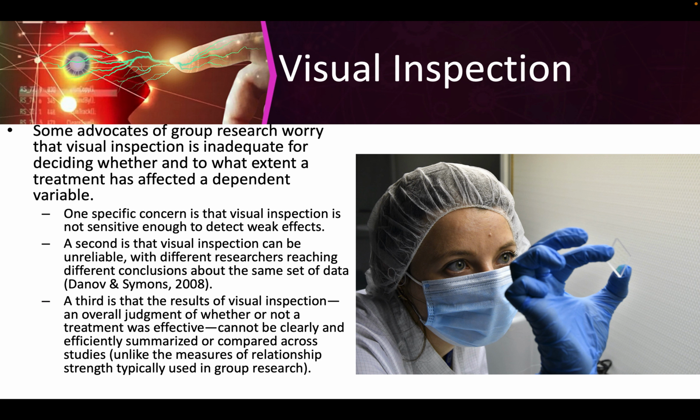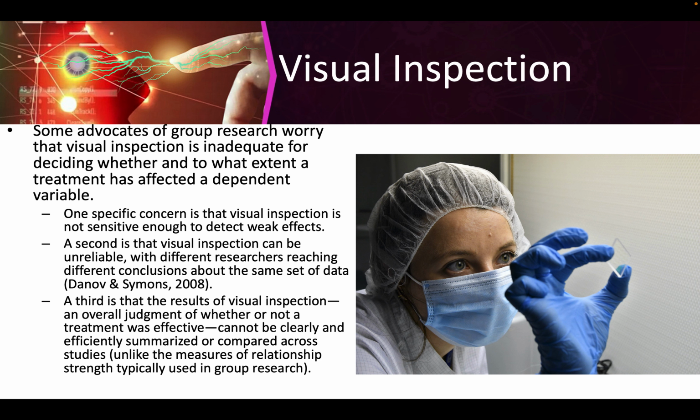Some advocates of group research worry that visual inspection is inadequate for deciding whether and to what extent a treatment has affected a dependent variable. One specific concern is that visual inspection is not sensitive enough to detect weak effects. A second is that visual inspection can be unreliable, with different researchers reaching different conclusions about the same set of data.